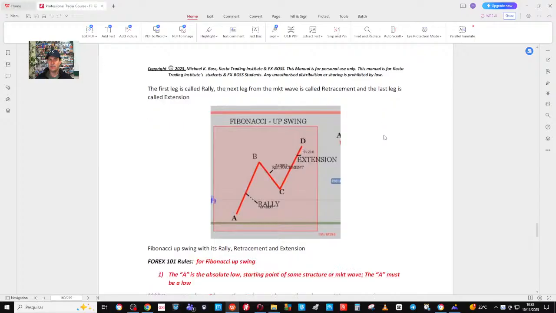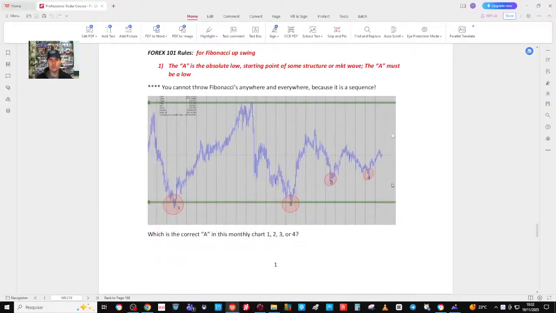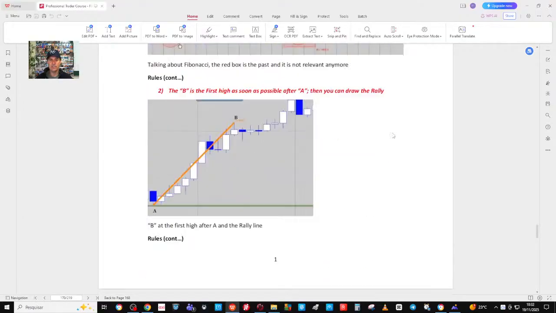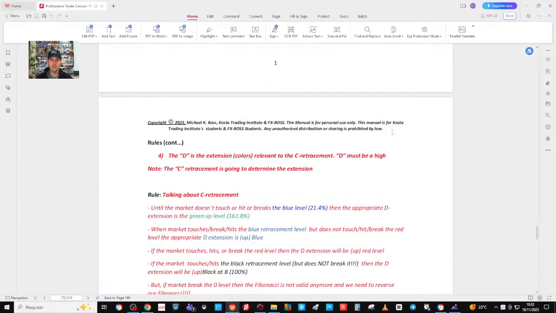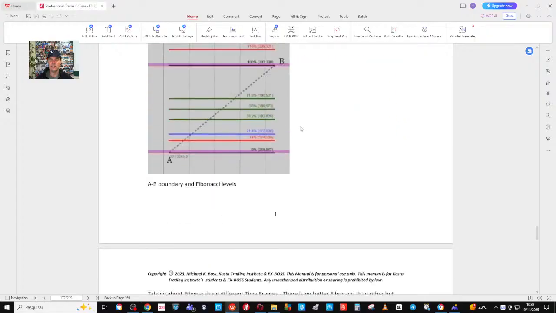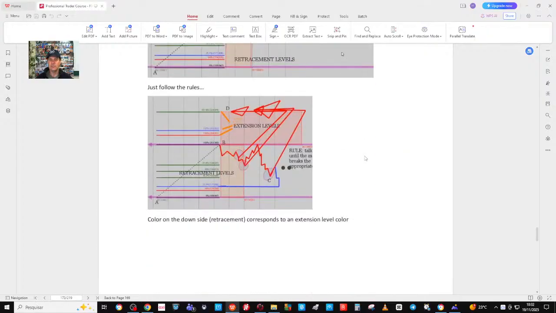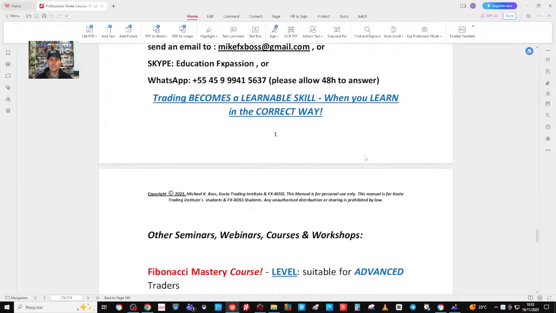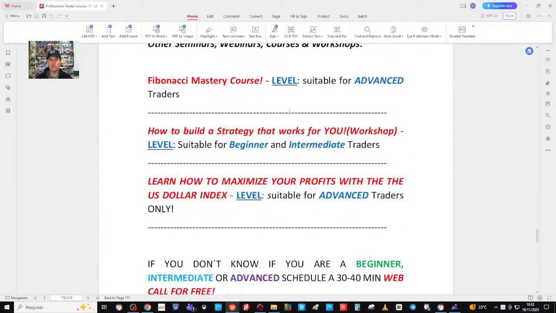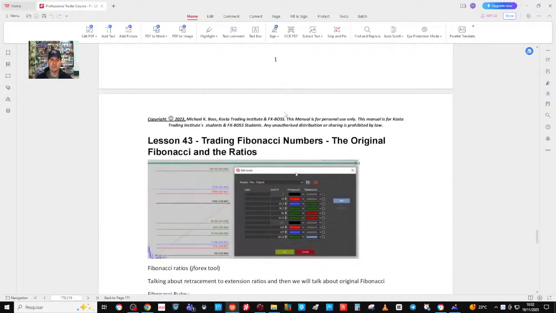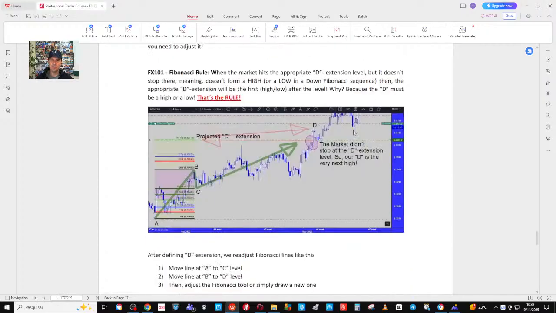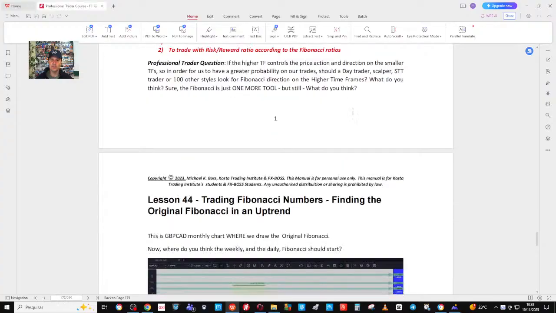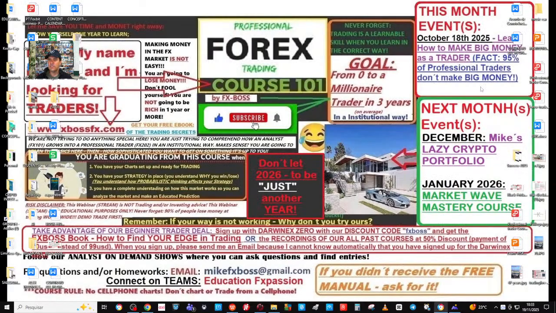And we are learning the Fibonacci's, right, everybody? This is from the manual, you know, ABCDs. Are you reading the manual, everybody? Read the manual. The D is the D extension, and we covered all of this in the previous lessons. Next level, Fibonacci Mastery course, suitable for advanced. Okay, everybody, there you go. And so on. So this is the manual, everybody.